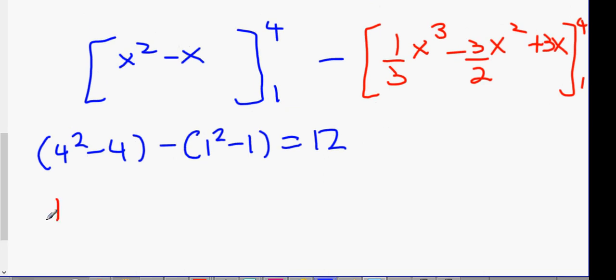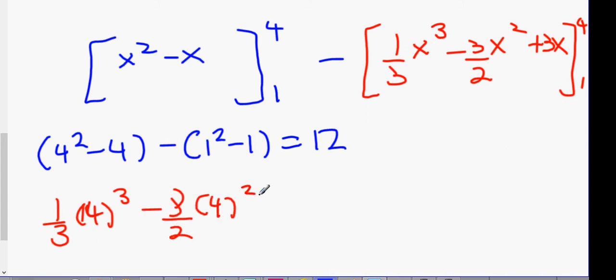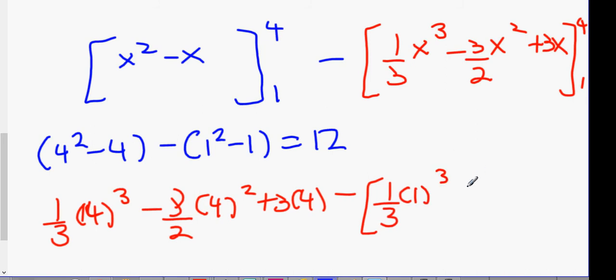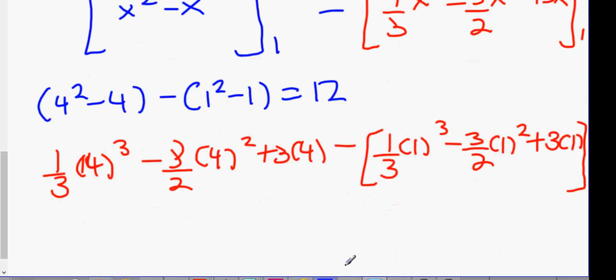So then we're going to a third 4 cubed. Sorry, 4 cubed, not 14 cubed. 4 cubed minus 3 over 2 4 squared, plus 3 times 4. And then it's going to be minus everything there. So it's going to be minus a third 1 cubed, minus 3 over 2 1 squared, plus 3 times 1. Has anybody got that yet? It's a long one to do though, so I won't expect you to be too quick about it. Let me know when you have it.